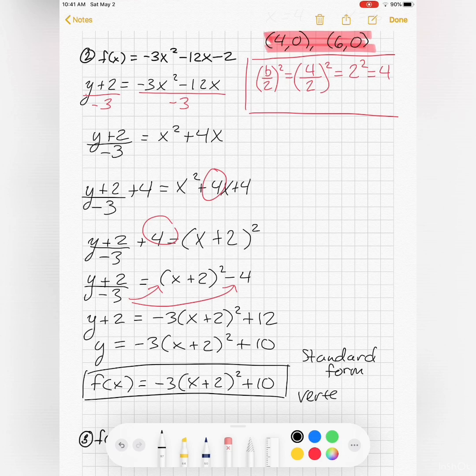Let me read off my vertex, h comma k. So the number that makes the inside 0 here is negative 2. The k is just 10. There's my vertex.